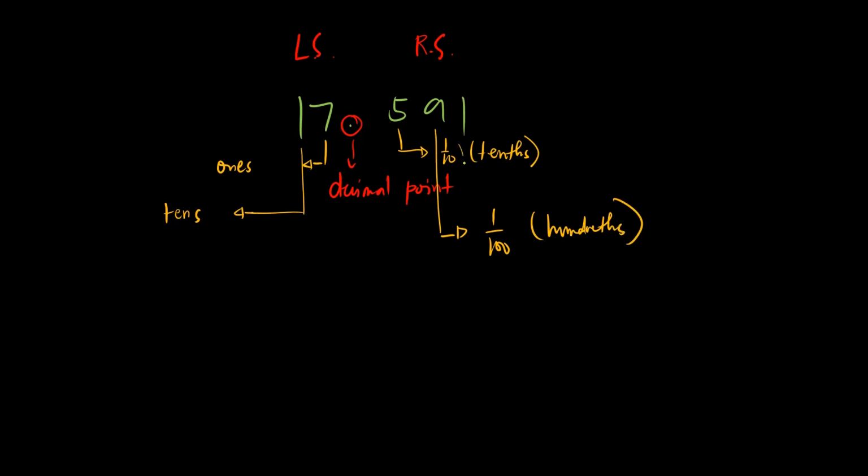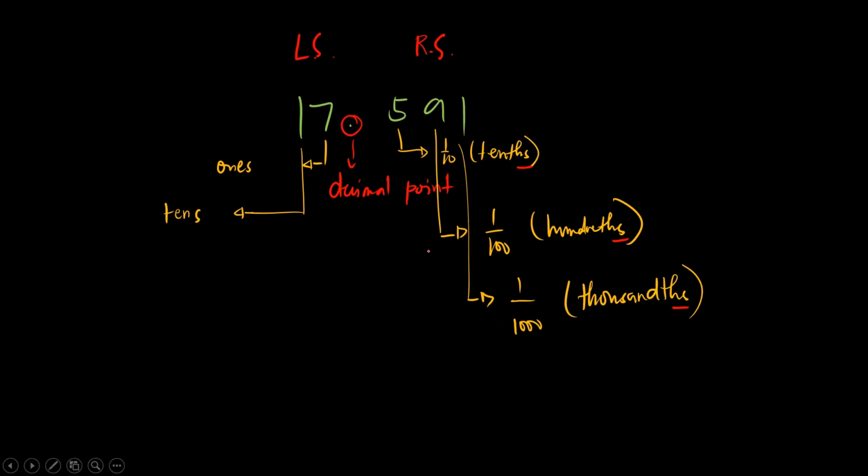And the 1 is 1 over 1,000, thousandths. As you can see, class, sa right side, the end of the place value ends with TH, THS. So it signifies that the position that they're talking about is in the decimal point or in the right side of the decimal point.